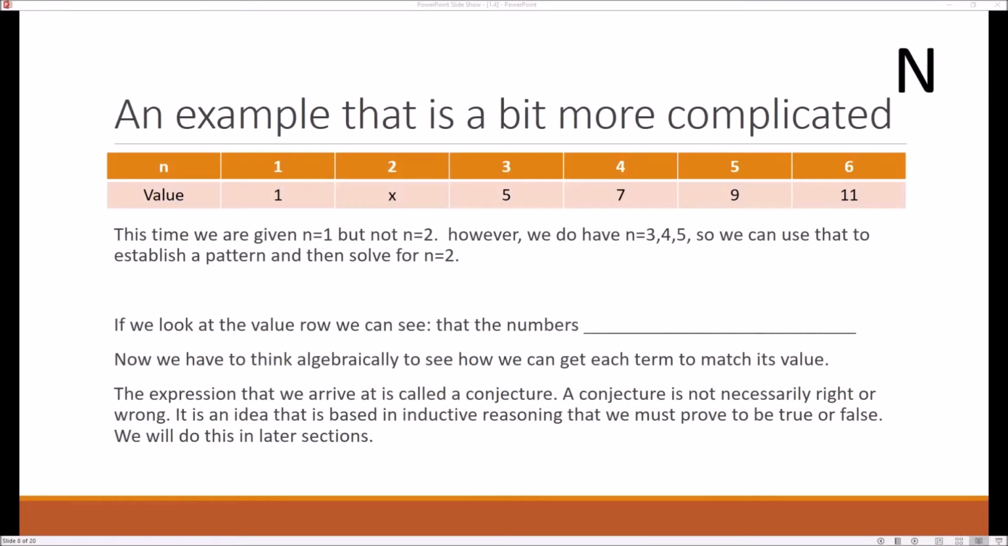So if I did this, 2 times 1 minus 1 would give me 1. 2 times 2 minus 1 would give me 3, which should be this if these patterns hold true. 3 times 2 is 6, minus 1 is 5. 4 times 2 is 8, minus 1 is 7. 5 times 2 is 10, minus 1 is 9. 6 times 2 minus 1 is 11. So it looks like we're on the right path here.